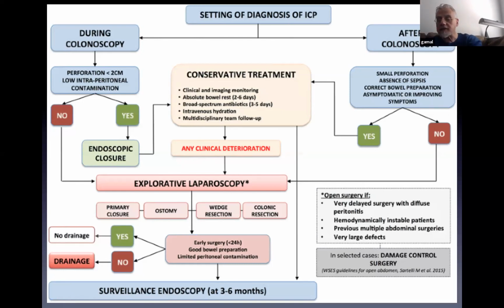If the answer to these conditions is no, see where the arrow is going? Laparoscopy. Again, laparoscopy. In laparoscopy, the spectrum is wide. You can close it, you can resect it with ostomy, you can do primary anastomosis, and the options are here. Early surgery, good bowel prep, limited contamination: you don't have to put a drain, you can just do anastomosis and that's it.